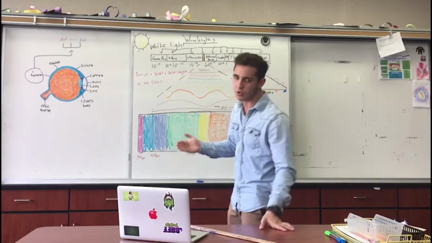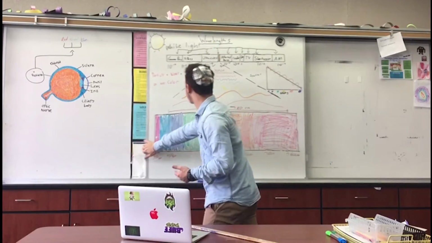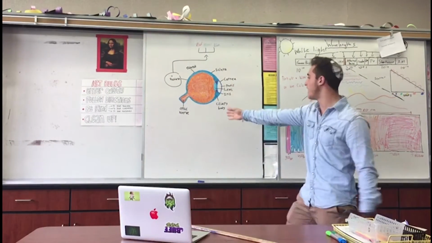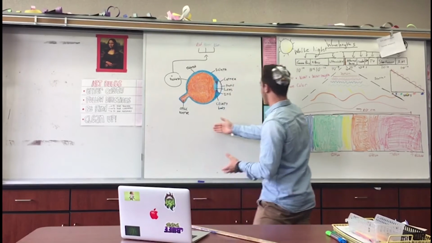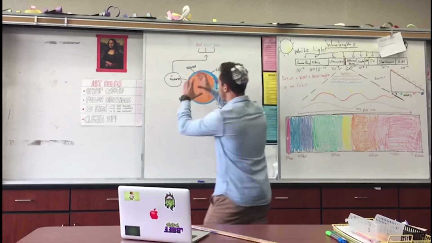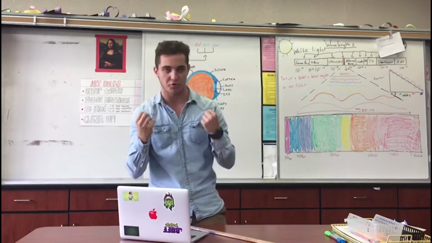So why can we not see ultraviolet? We're going to be explaining that through the concept of the human retina. So here is the anatomy of the eye. We have a lot of things going on. We have the optic nerve, we have the iris, we have the lens, we have the pupil, but the main thing that we're going to focus on is the retina. The retina is how we perceive color.